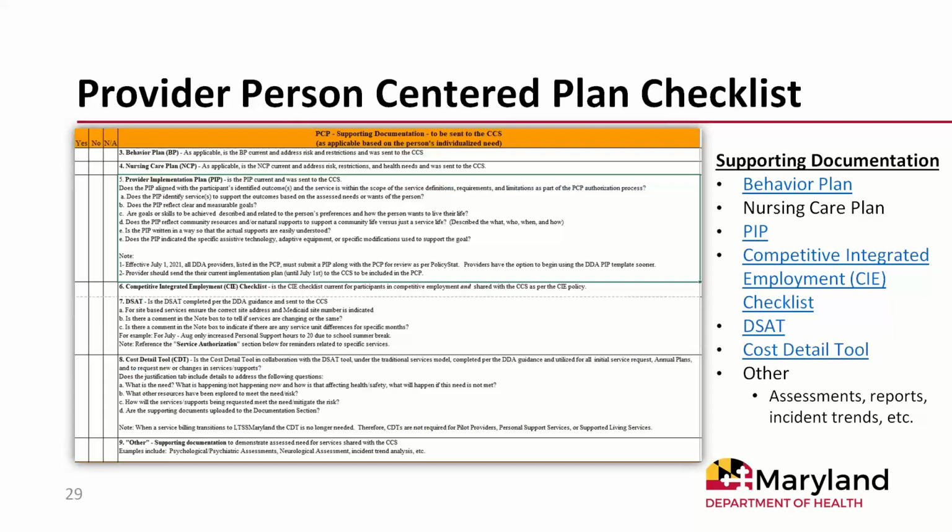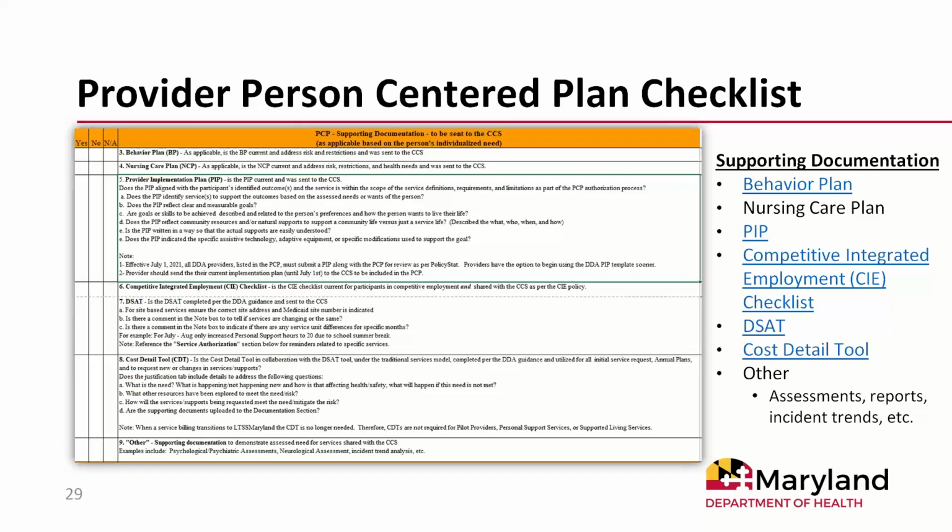The detailed service authorization tool, as we know, is used for those proposed services and units, which is shared with the person and the representative to see if it meets their needs, and then incorporated into the PCP detailed service authorization section by the coordinator of community services. The checklist will ask, is the DSAT completed for the DDA guidance and sent to the CCS?